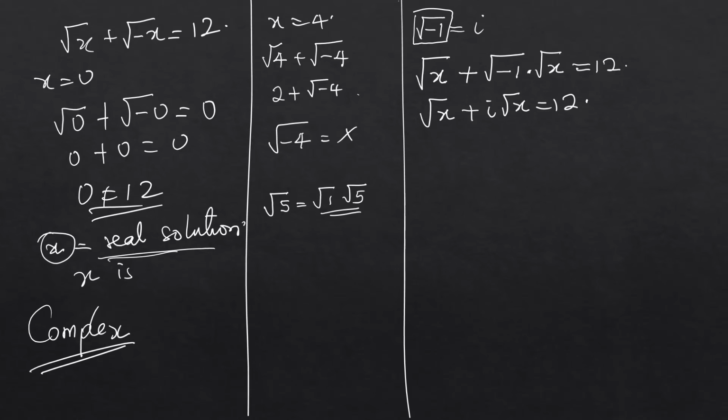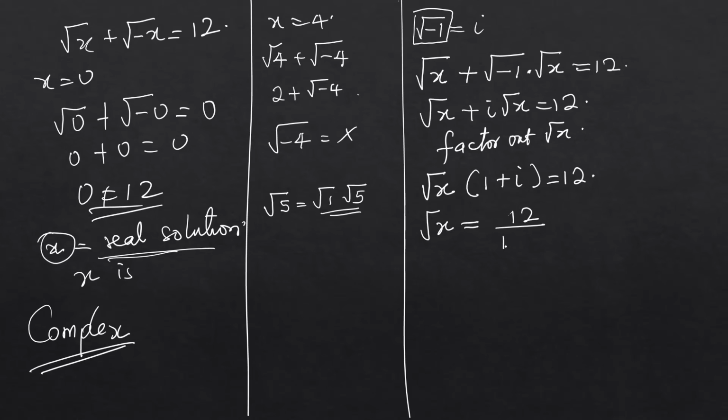You see? Now that we are here, I am going to factor out root x. So I'm going to have root x bracket 1 plus i equal to 12. Now I'm going to make root x the subject formula. I'm going to have that root x is going to be equal to 12 all over 1 plus i. Now, for me to have this number, which is a complex number, not a real number, I have to adopt the principle of conjugate of complex numbers.